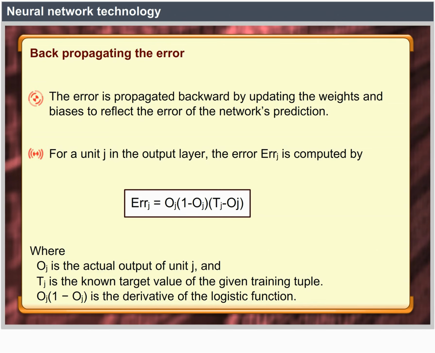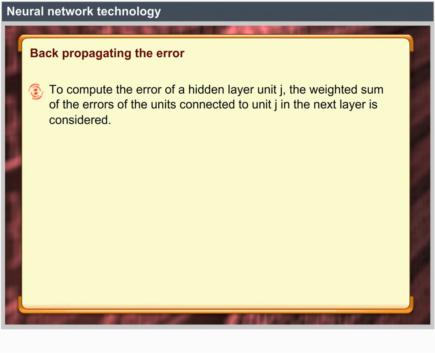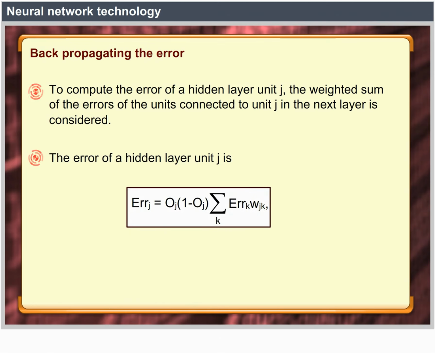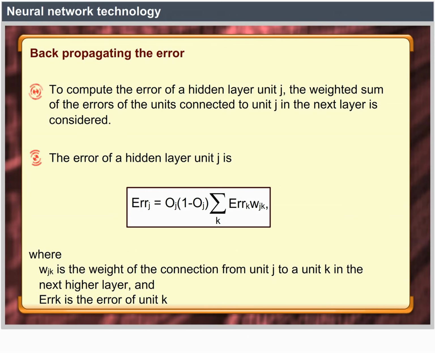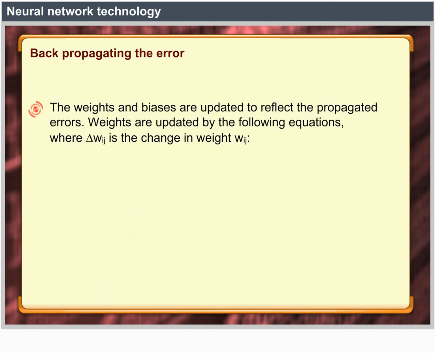To compute the error of a hidden layer unit j, the weighted sum of the errors of the units connected to unit j in the next layer is considered. The error of a hidden layer unit j is Errj equals Oj into 1 minus Oj, times the sum over k of Errk into wjk, where wjk is the weight of the connection from unit j to a unit k in the next higher layer, and Errk is the error of unit k. The weights and the biases are updated to reflect the propagated errors.